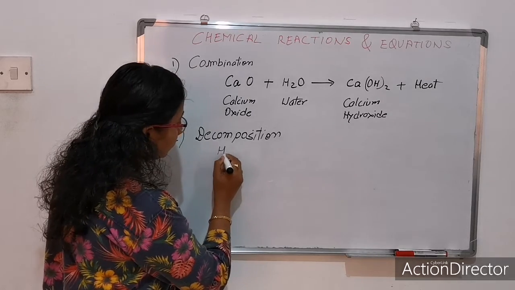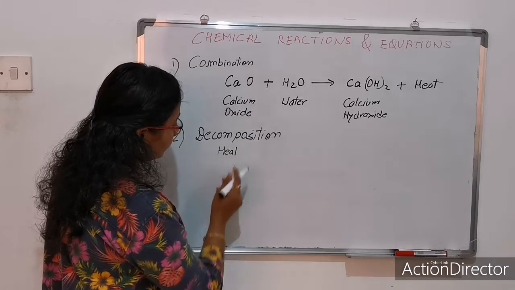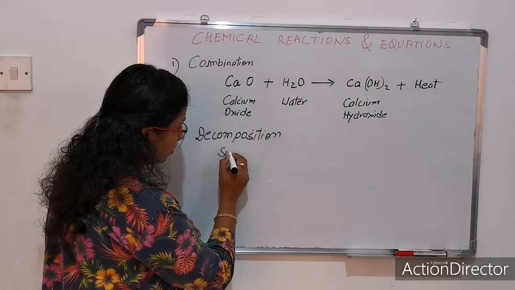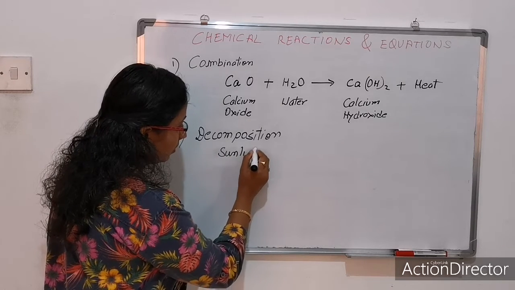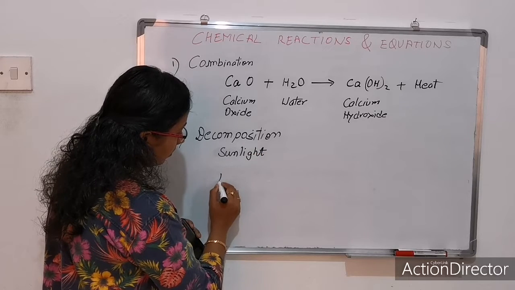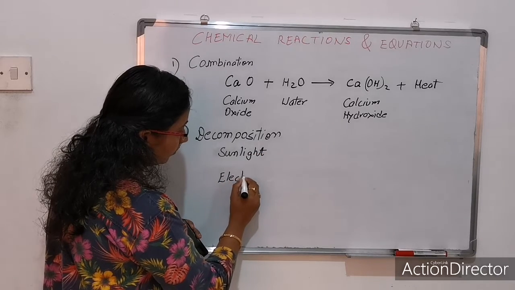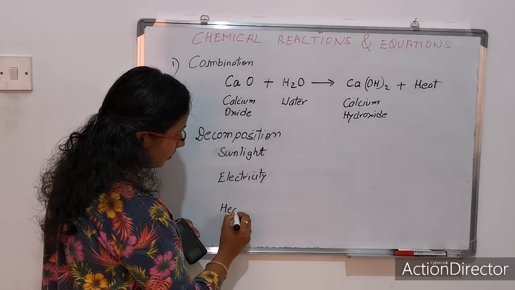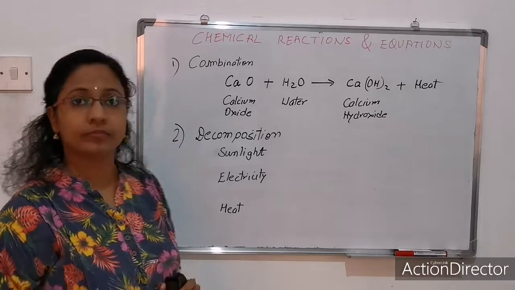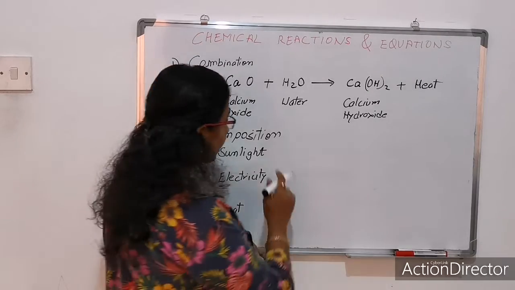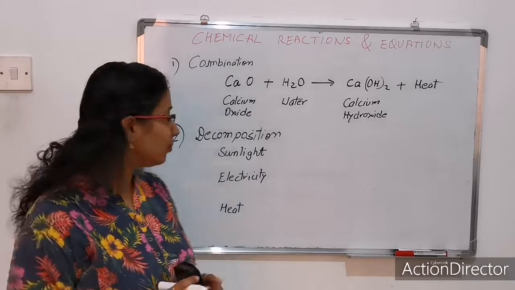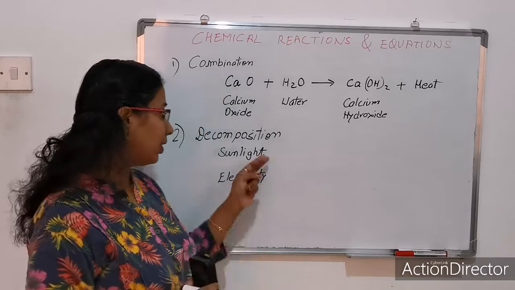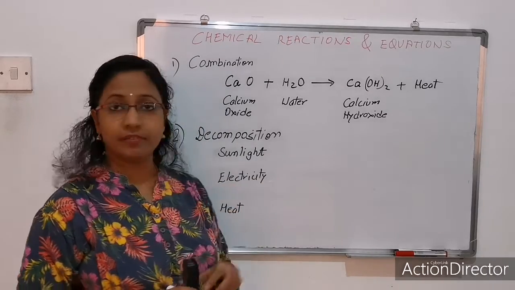First we will take sunlight, which is easiest. Then electricity and heat. So there are three ways. For these three ways, sunlight, electricity and heat, you need to have three equations that we have to use. Now first we will deal with sunlight.